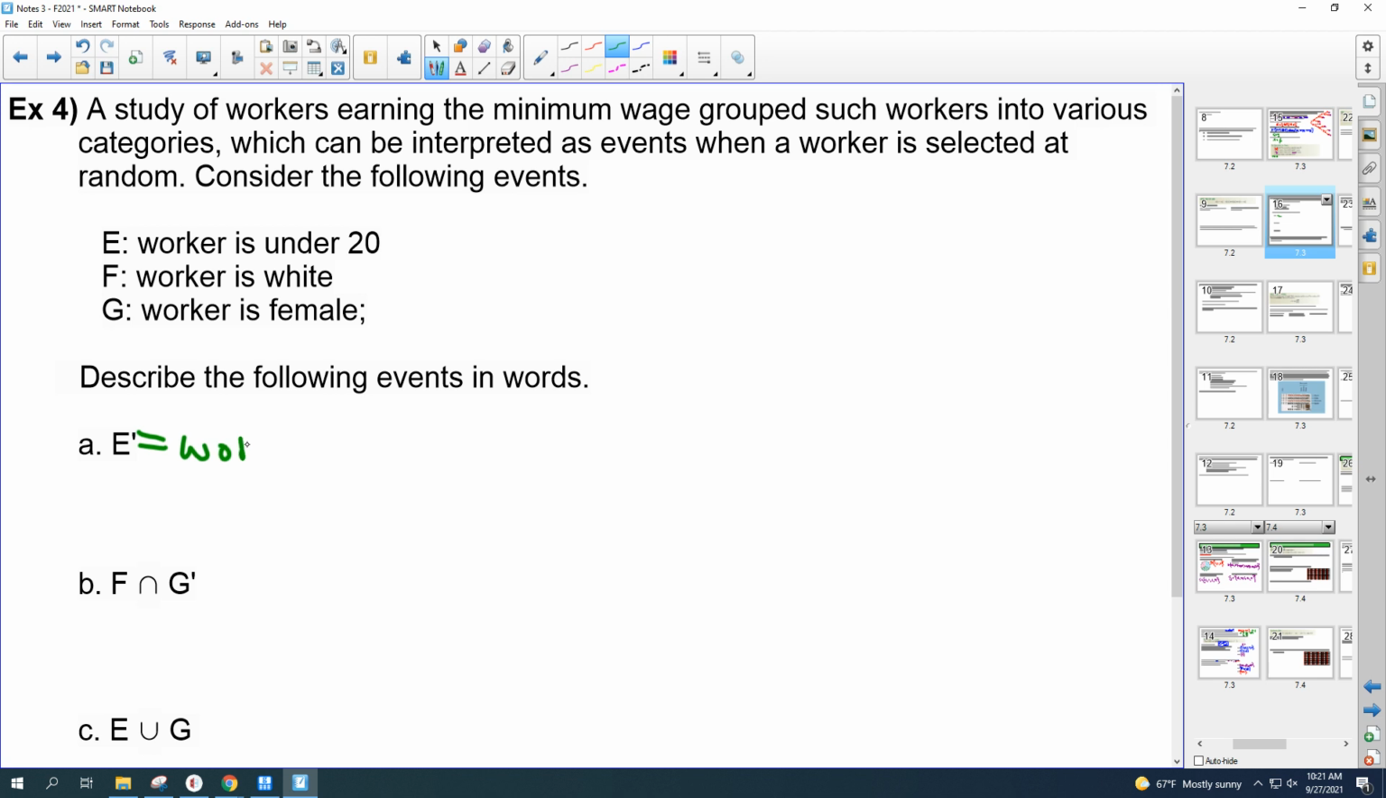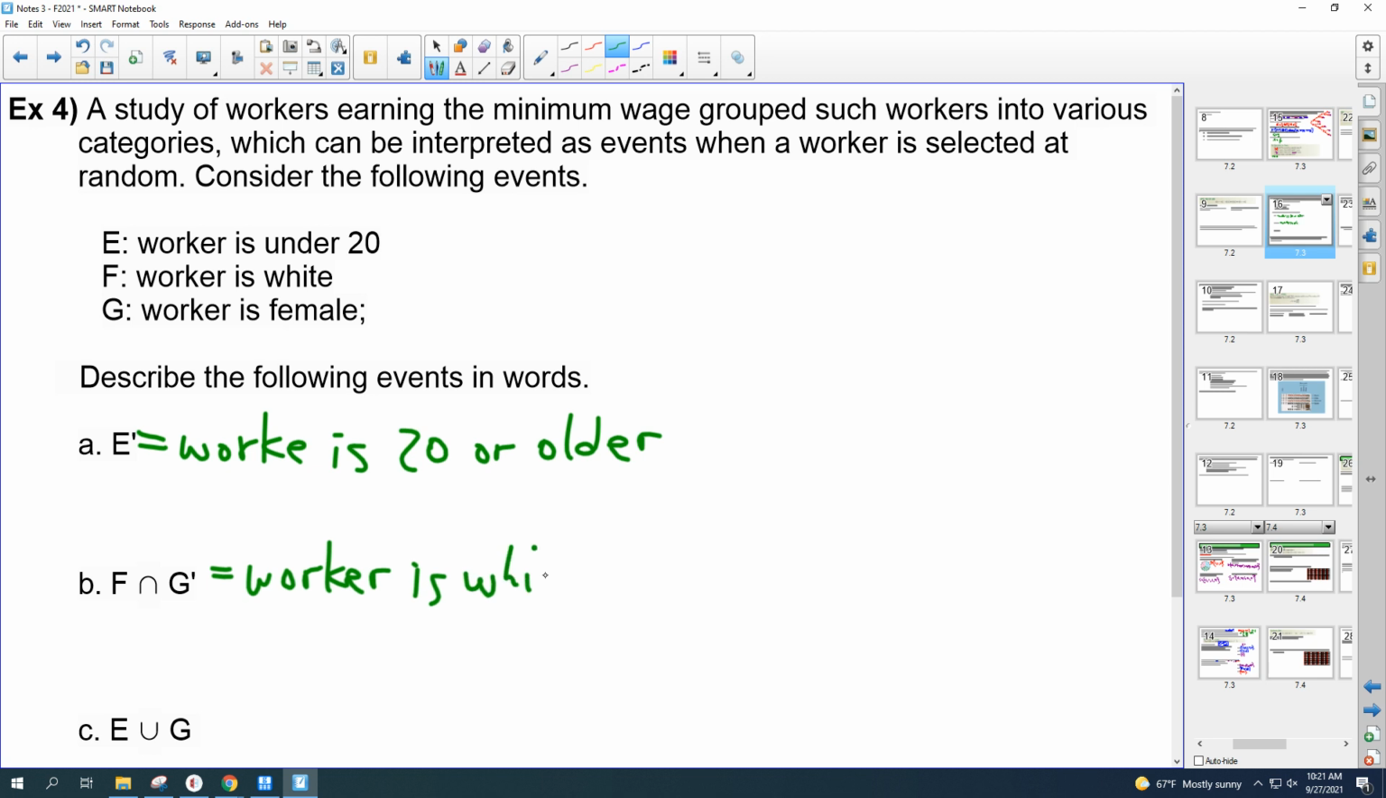So we would say something like, the worker is 20 or older. You got to be really careful with your language, because if you say over 20, then what about a 20-year-old? So be really precise with your language. So F and not G. We could say the worker is white and not female.